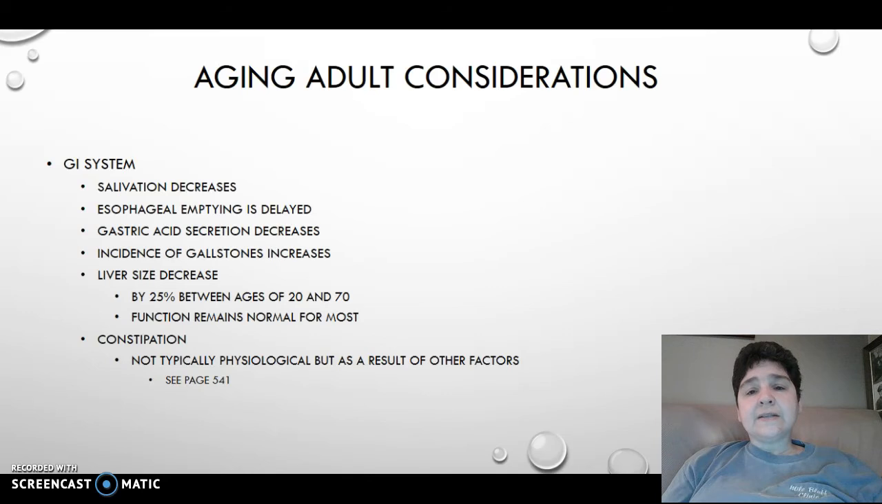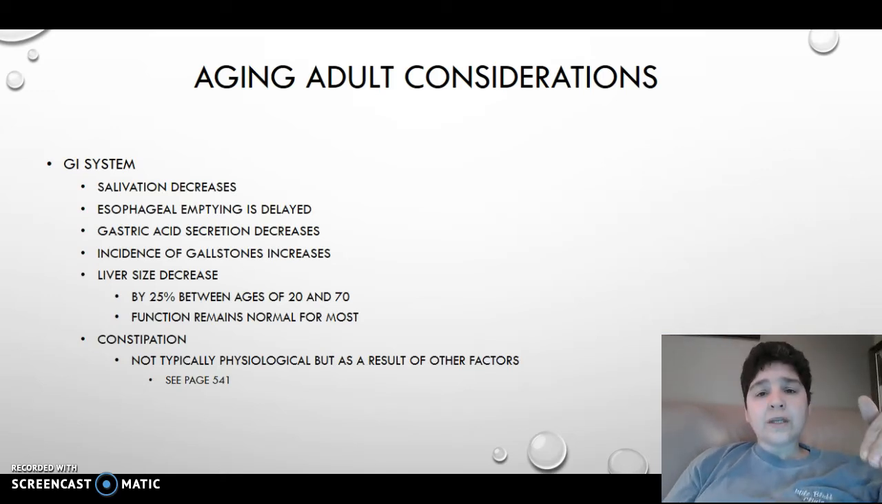Esophageal emptying is delayed, so when we swallow food and it goes down our esophagus into our stomach, it's not emptying into the stomach as fast as it did. So it takes a little bit longer to get through that esophagus. Gastric acid secretion decreases, so again, we have the problem with the food going down through the esophagus into the stomach, and then when it gets into the stomach, we don't have the acid secretion that we used to when we were younger, so the food isn't breaking down as fast.